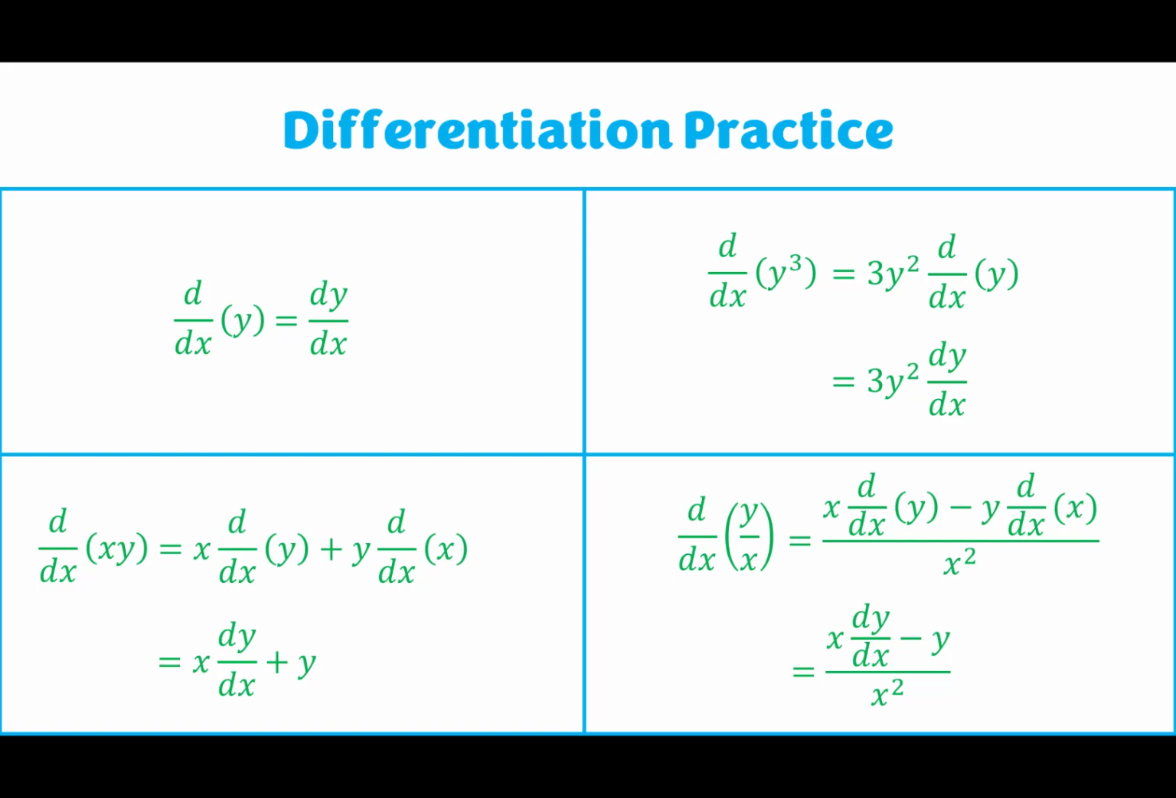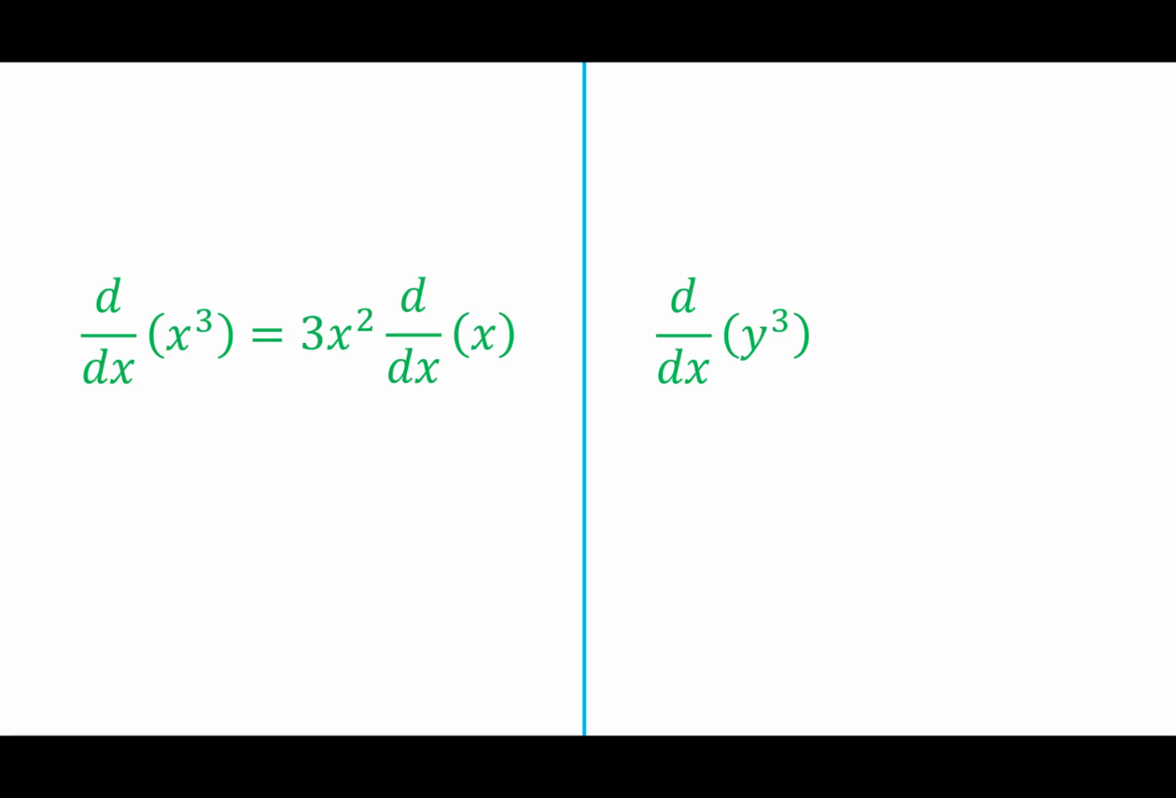Let's clarify this idea a little bit more by looking at the derivative of x cubed and the derivative of y cubed. For the derivative of x cubed, we can think about secretly using chain rule. So the derivative of x cubed is 3x squared times the derivative of the inside. Well, the inside is x. And for the derivative of y cubed, well, same thing. 3y squared times the derivative of the inside. But the derivative of x with respect to x, that's just 1.